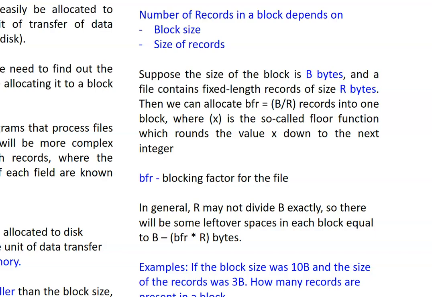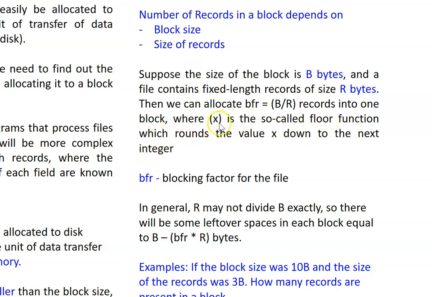That is what we call the blocking factor. The blocking factor is basically looking at the records in the block. To get the number of records in the block using the blocking factor, it is the size of the block divided by the size of the record. We're saying that where x is the so-called floor function.